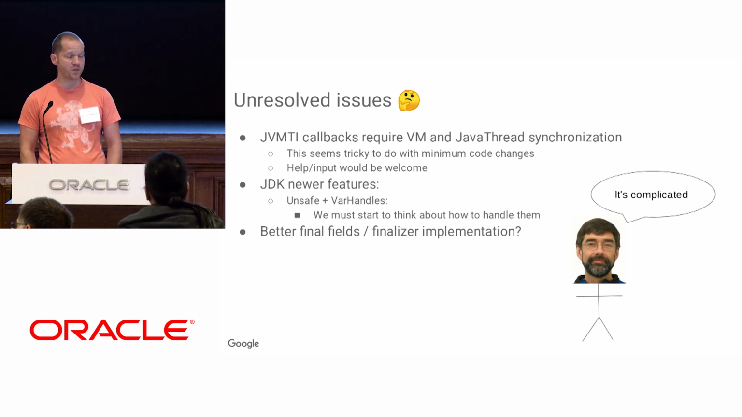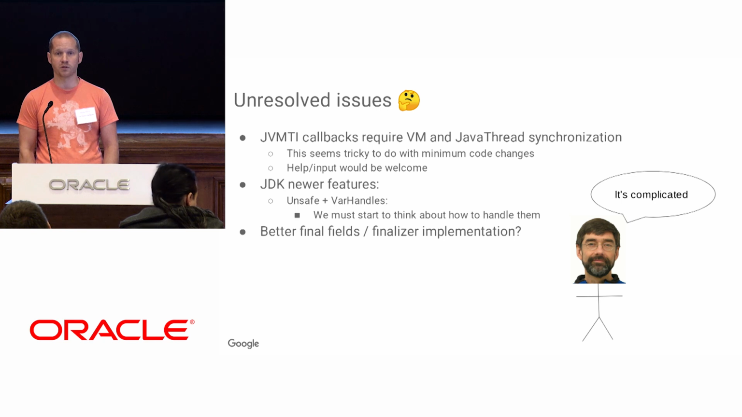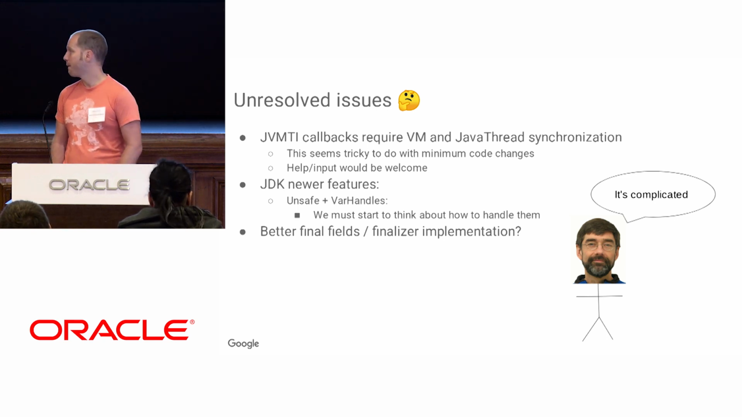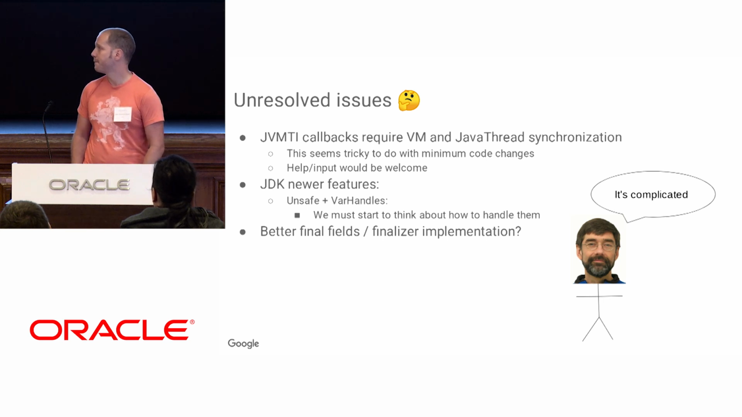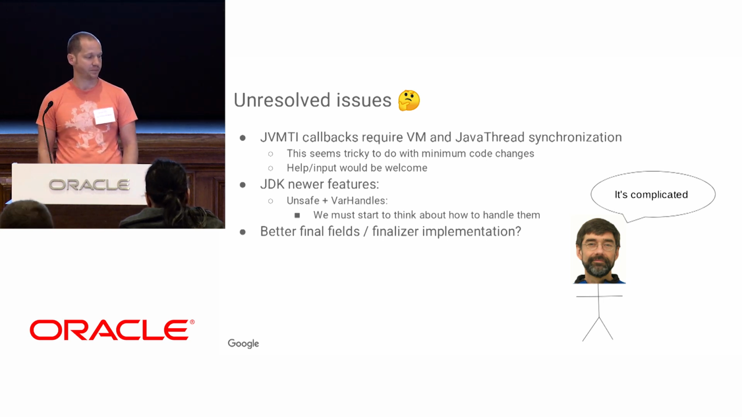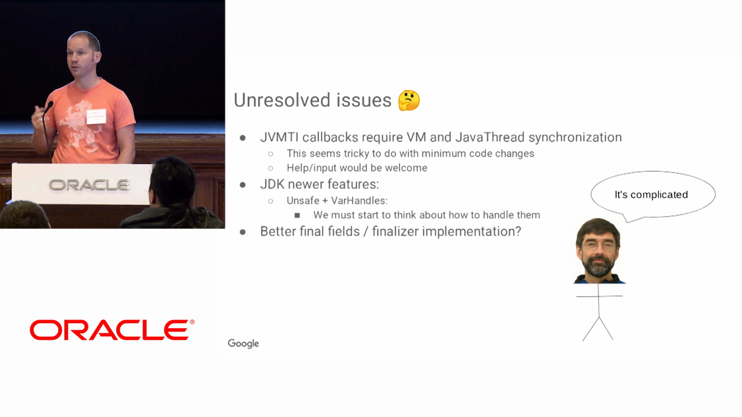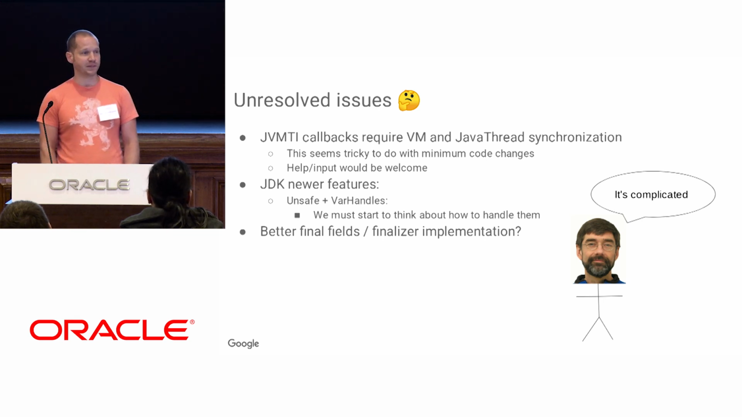The newer features, unsafe and var handles, we actually have to start thinking about them and handling them if we want to have full support, and so those are tricky parts as well, right? So we sort of handle unsafe a little bit right now, but we don't handle var handles and any of the newer stuff. And then the final one is better final fields and finalizer implementation, which Arthur will give a word, but really if we look at the stick figure of Martin, it's complicated, right?